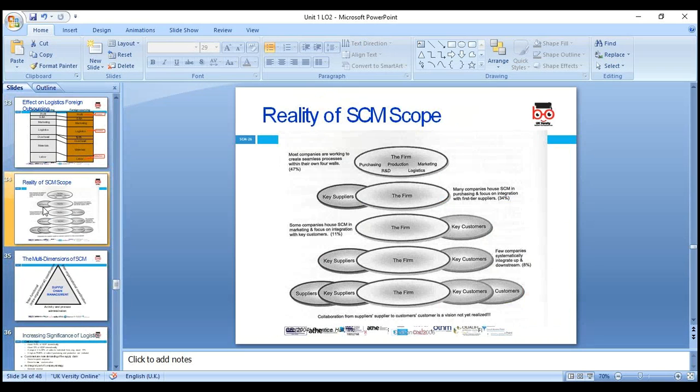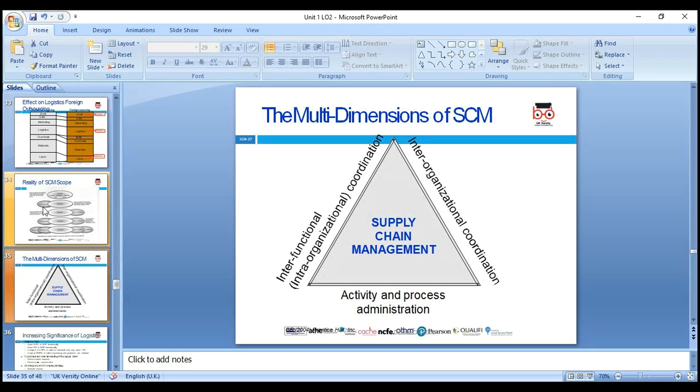So that's huge. So you're looking at the cost and measurement. And then, of course, outsourcing is a huge reality of supply chain management. The scope is huge, and the key focus is the customer. Whatever we are planning or changing, the route, the multi-dimensional supply chain management, inter-functional, inter-organization coordination, different organization coordination.